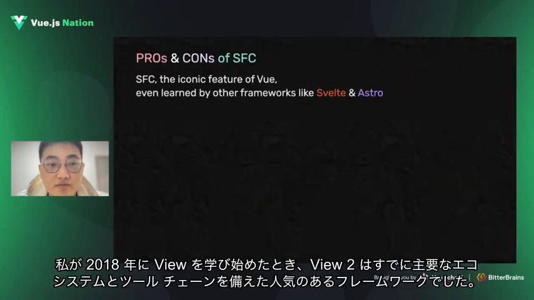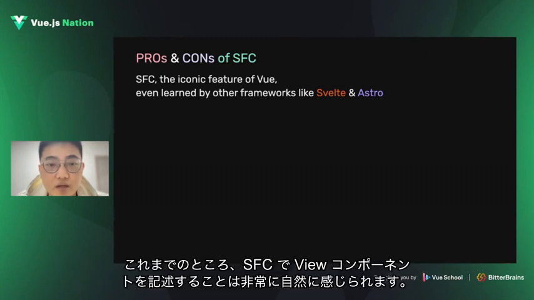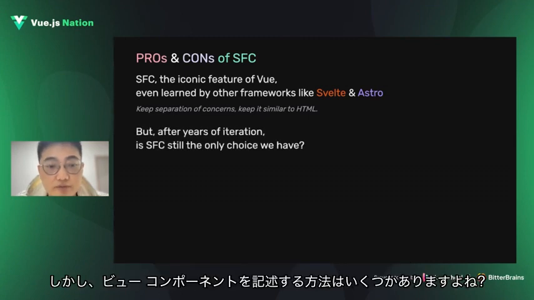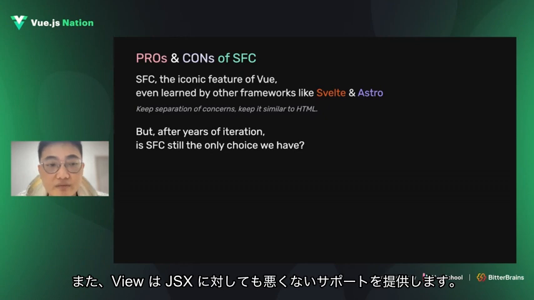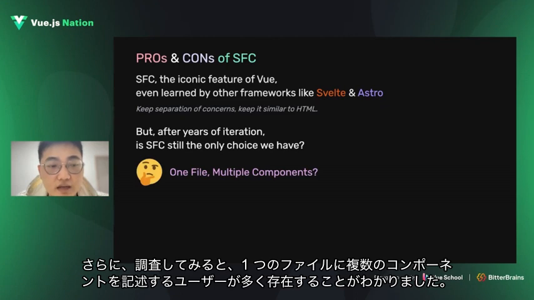When I started learning Vue in 2018, Vue 2 was already a popular framework with a major ecosystem and toolchain. Until now, we all feel very natural to write Vue components in SFC. But we do have a few different ways to write Vue components, right? Someone who has experience in building component libraries might vote for JSX because of its flexibility. And Vue also has not bad support for JSX. Additionally, after my research, I found that there are indeed many users who want to write multiple components in one file.